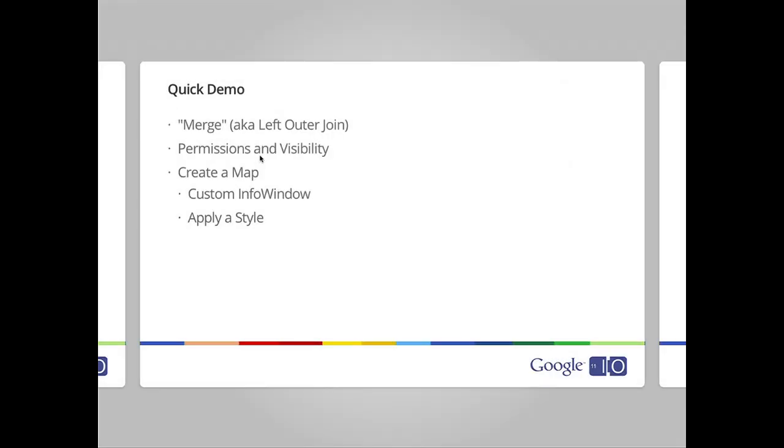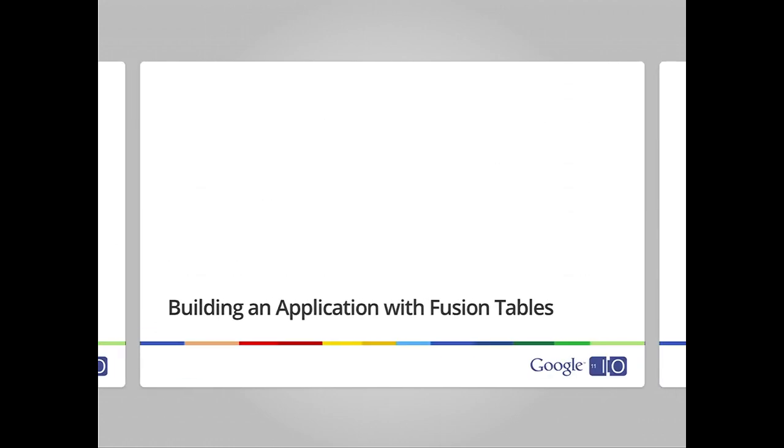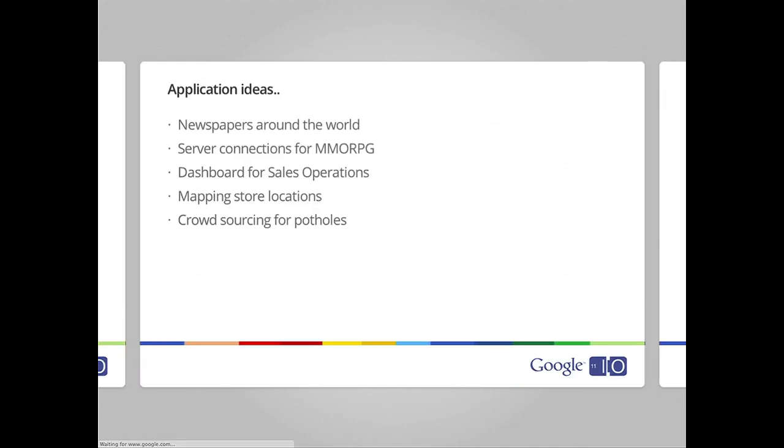Right, go back. So I showed you how to merge two tables. I showed you how to manage the permissions and visibility of the table. Showed you how to create a map and customize that map. Now, how might you build an application using Fusion Tables? Here are a couple application ideas that I came up with. Some of these are actually being developed right now.